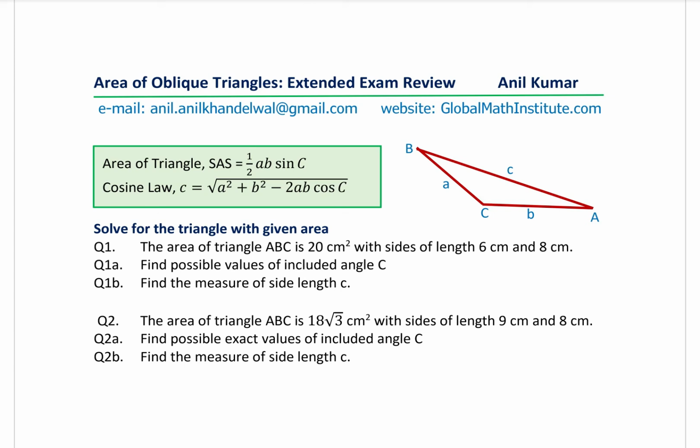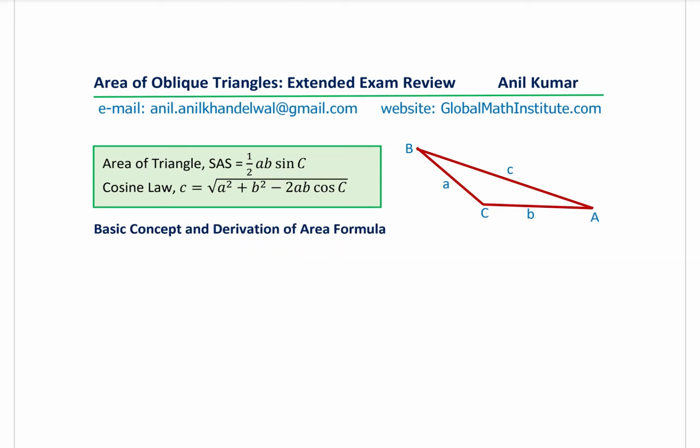In the second example, we are given the area of triangle ABC, which is 18 square root 3 centimeters squared, with side lengths of 9 and 8 centimeters. Find the possible exact value of the included angle C. So in the second case, you have to work out the exact angles. So you definitely need a calculator for this set of questions. Let's move on and first understand the formula itself, the basic concept.